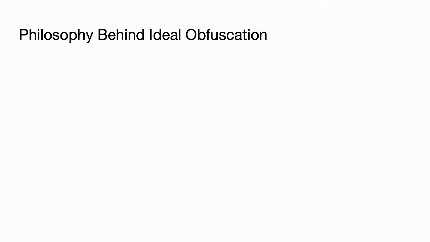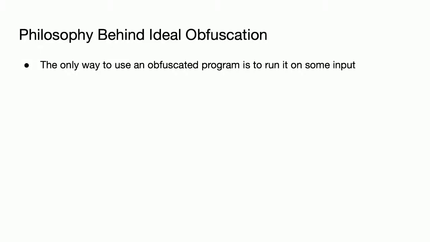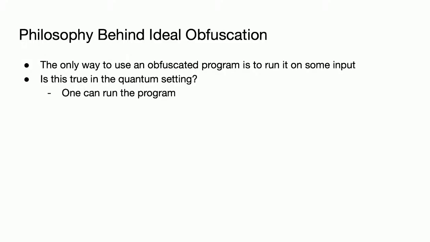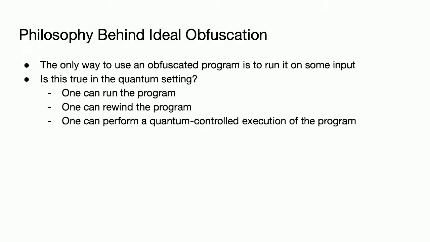So let's take a closer look. The core philosophy behind the notion of ideal obfuscation is the intuition that the only way to use an obfuscated program is just to run it on some input. But is this statement still true in the quantum setting? Given the quantum program, we can of course run it on the input, but we can also perform a quantum rewinding of the program. And moreover, we can perform a quantum controlled execution of the program, which executes the program if the control qubit is in state 1, and does nothing if the control qubit is in state 0.